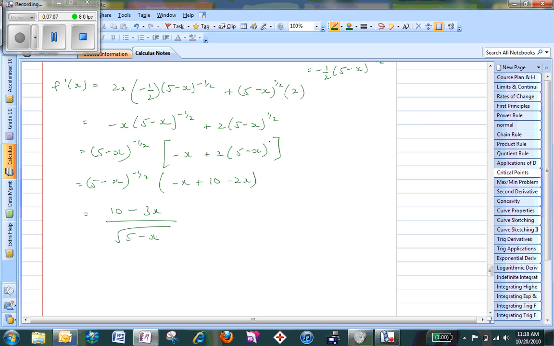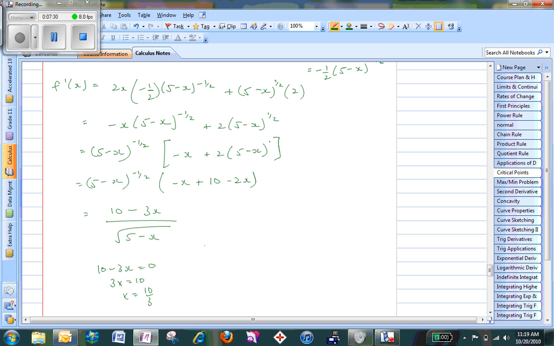Take a second. If you struggled with that a little bit, go over it. Make sure you've got it. Watch the steps again. Now, because I have a numerator and a denominator, the numerator will give me an answer. So that says 10 minus 3x is equal to 0. So 3x is 10, so x is 10 over 3. That's one possible critical point.